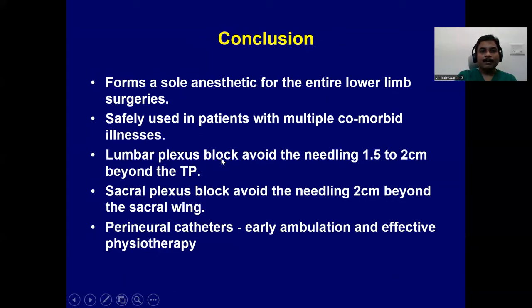In lumbar plexus block, avoid needling 1.5 to 2 centimeters beyond the transverse process osseous contact. In sacral plexus block, avoid needling 2 centimeters beyond hitting the sacral wing osseous contact. Perineural catheters in the lumbar plexus are very useful. They help in early ambulation and effective physiotherapy.